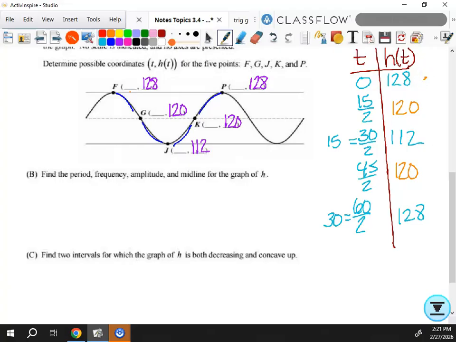If they said, instead of it starting at 12, if it started at 6, then this would actually be my first maximum. So the first input value I'd write would actually be 15. But that's not what's happening, because this is the maximum. So I do get to start this one with 0. So I can put a 0 here. And then I just fill in the rest of what I have over there. This is 15 over 2. This is 30 over 2, or 15. This is 45 over 2. And this is 60 over 2, or 30.